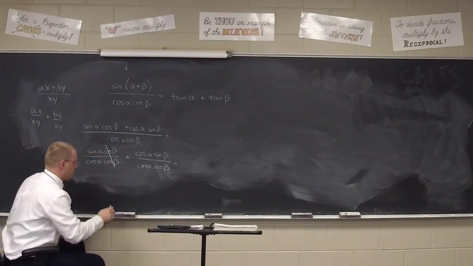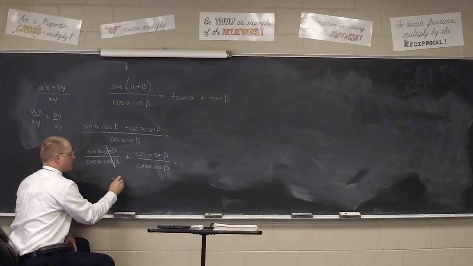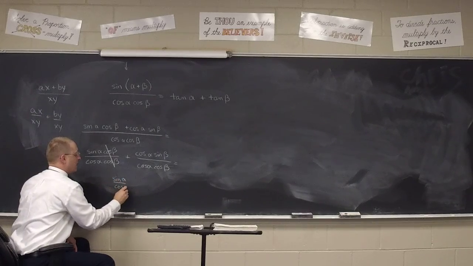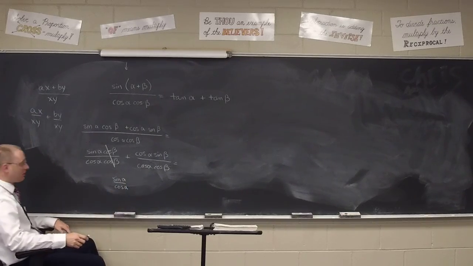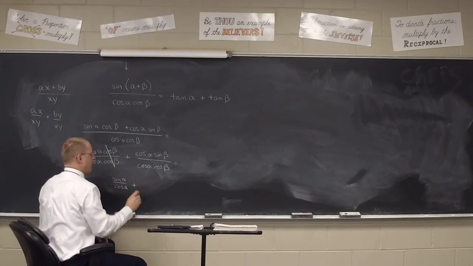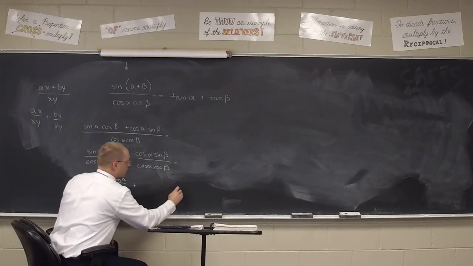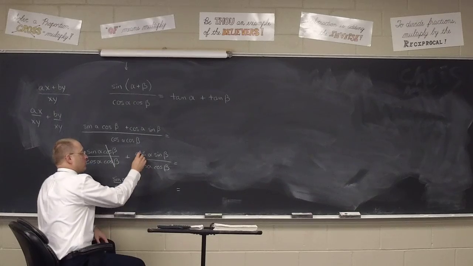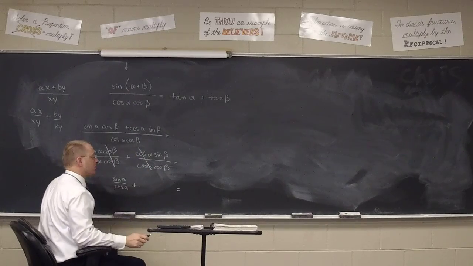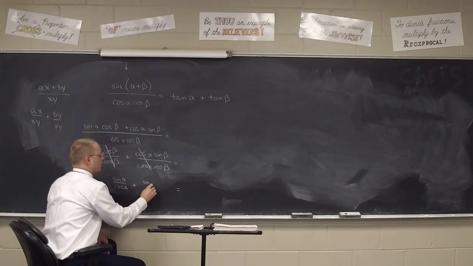So all I'm left with here is sine alpha over cosine alpha. All right. And then what? Do the other side next, the same side, the second fraction. So this time you're canceling the cosine alphas, and you're left with sine beta over cosine beta.